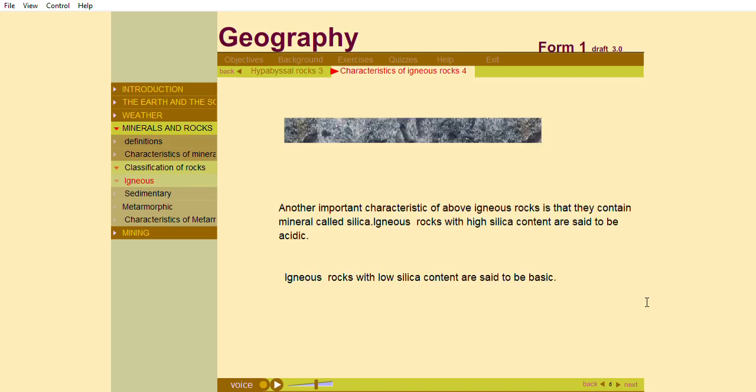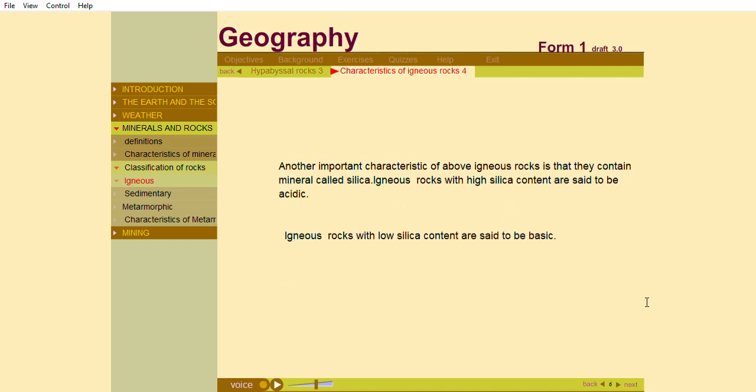Another important characteristic of igneous rocks is that they contain a mineral called silica. Igneous rocks with a high silica content are said to be acidic. Igneous rocks with low silica content are said to be basic.